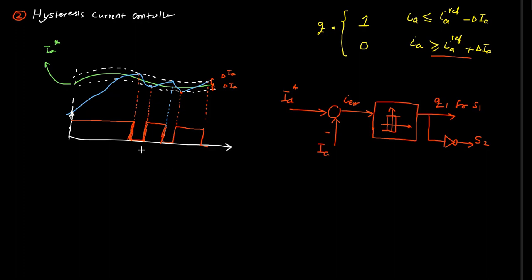So simply here we can note that the switching frequency here is not fixed. In this kind of controller the switching frequency is not fixed. However, for the hysteresis current control, we have instantaneous current control, very fast current control. So this actually is an instantaneous current control.